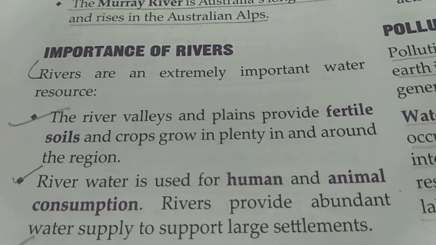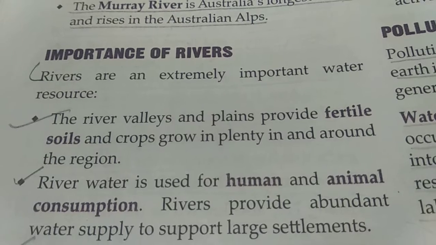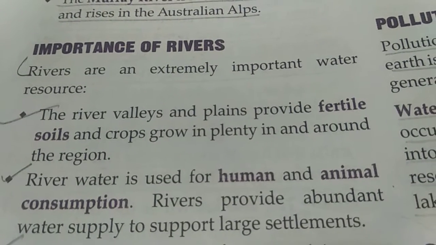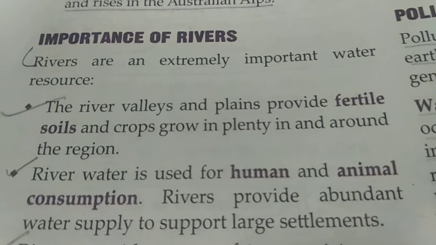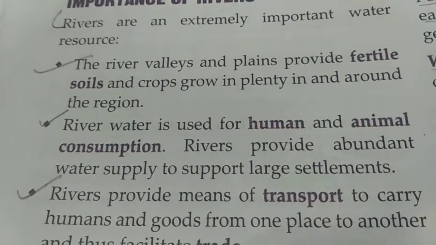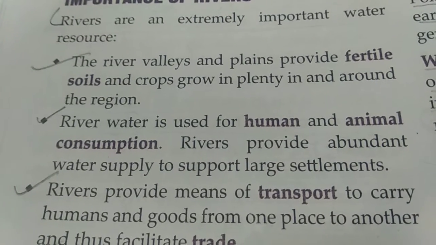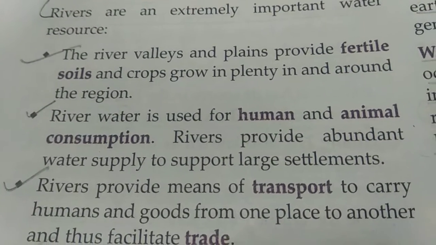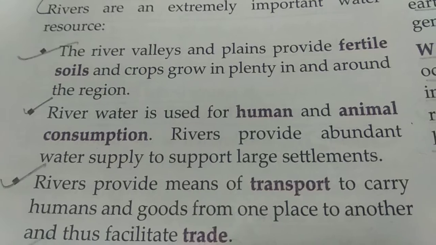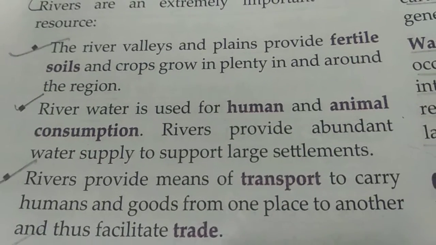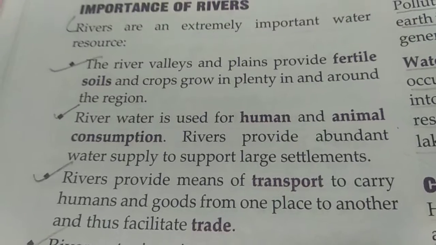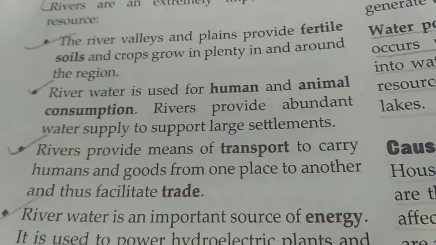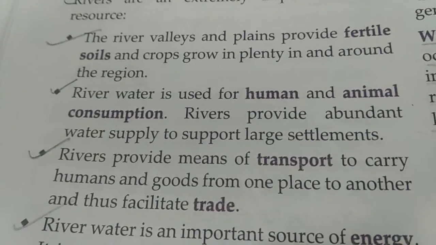Rivers, the river valleys and plains provide fertile soils and crops to grow in plenty in and around the region. The rivers that are flowing carry with them humus, which is deposited on both sides of the rivers, making the soil fertile. River water is used for human and animal consumption.